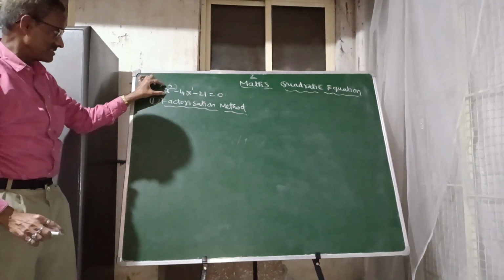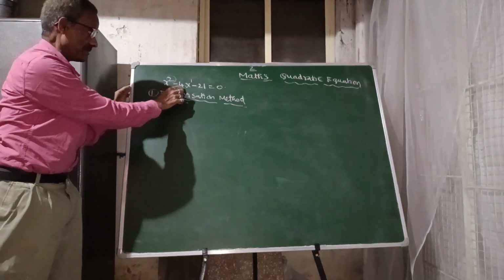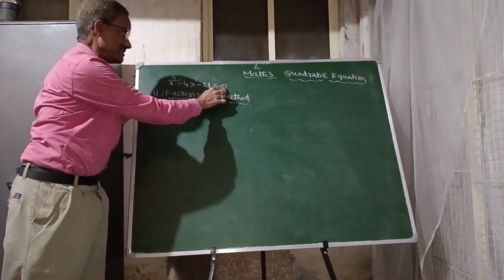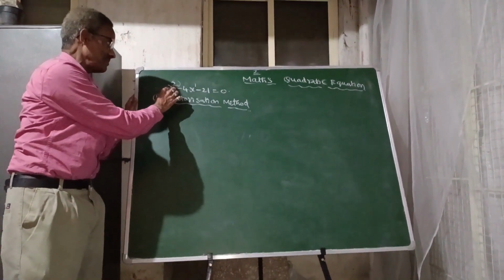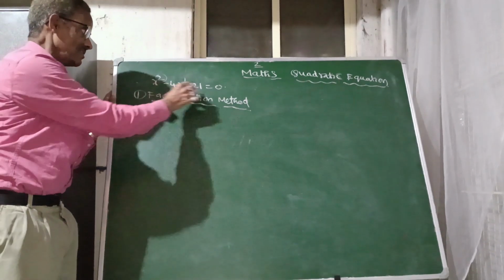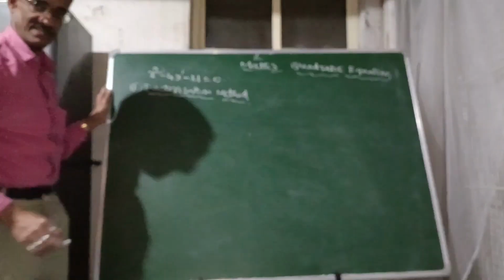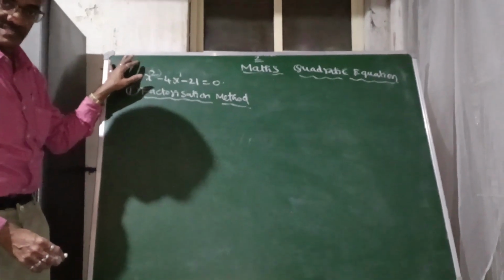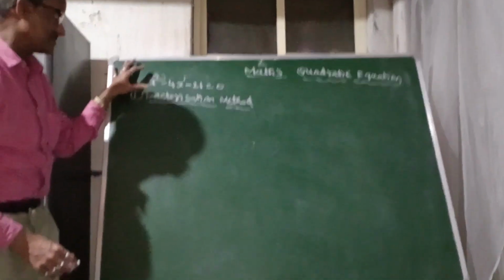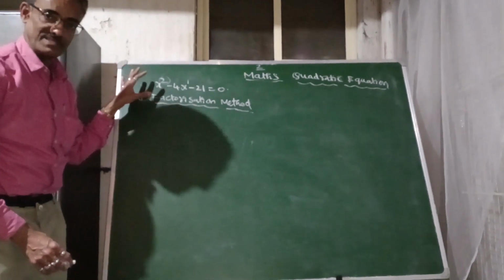A quadratic equation is given here: x square minus 4x minus 21 is equal to 0. Now what you have to find is the x value, what value x should be so that you get the final answer as 0. Here also, they will give the solving method for the 10th standard board examination. There are 3 methods. I will tell you all 3 methods.